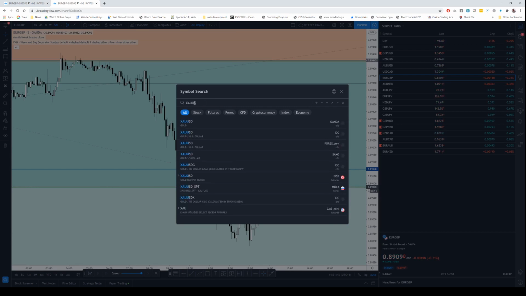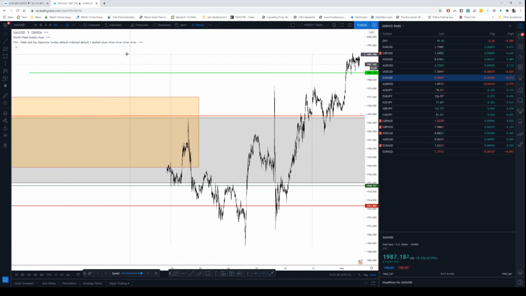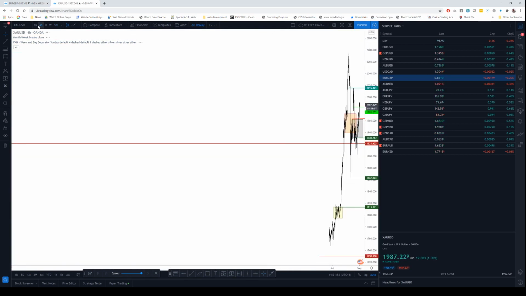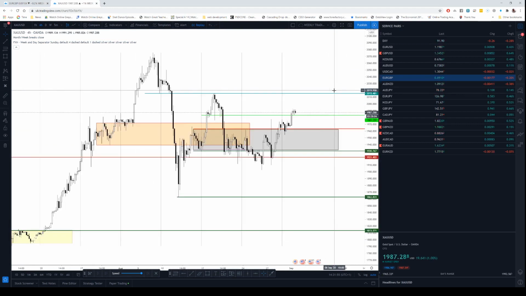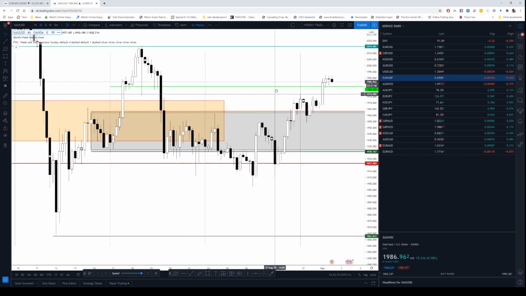XAU USD. Let's have a look at what gold is doing. Okay, so again, it did fill in that gap, that down candle there, and price has now paused. Let's see what price is going to do in here. If we do break down, then you can obviously start looking for shorts. And again, this is one of the examples of what I've just shared with you guys.